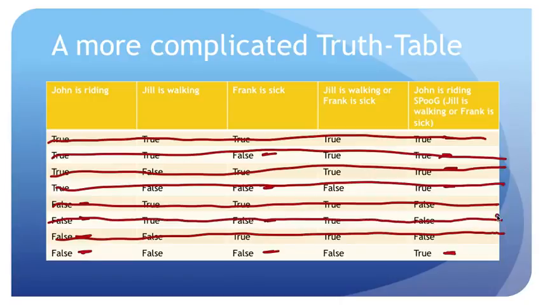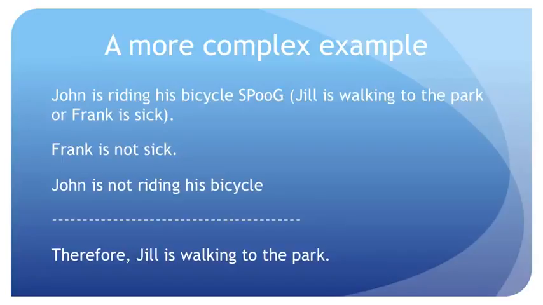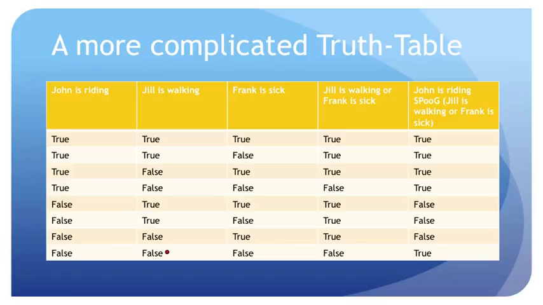So, based on the information that we get from premises 1, 2, and 3 of the argument, we can deduce that we're in this last scenario. We've got to be in this last scenario. And in this last scenario, it's false that Jill is walking to the park. In other words, Jill is not walking to the park. But that's not what the conclusion of our argument says. So this more complex argument is not valid. And we can prove that, as we just did, using the truth table for spoog and disjunction.